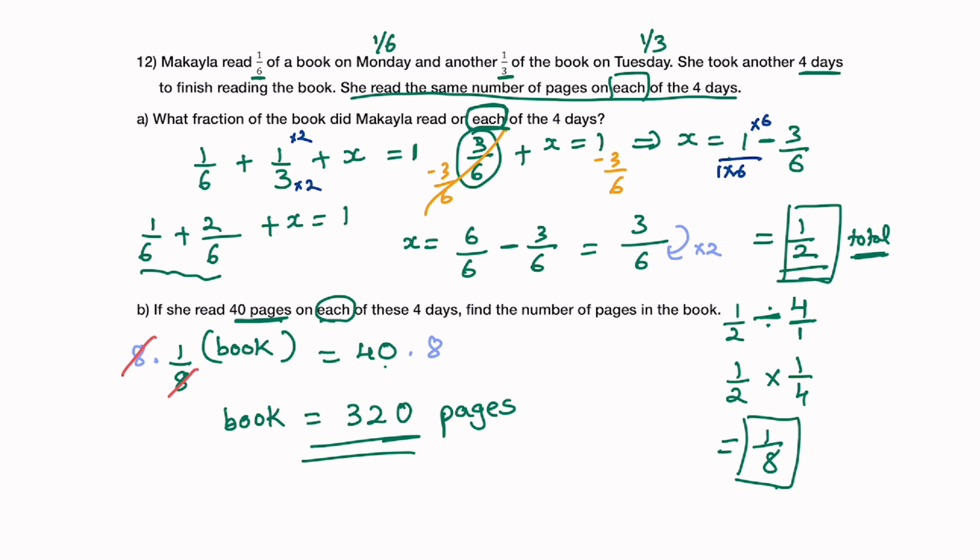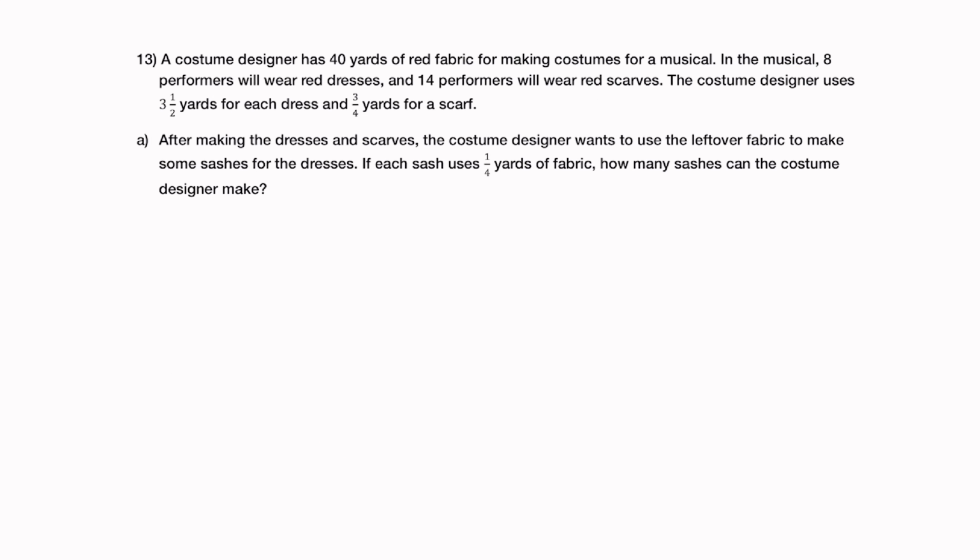Okay. So this is how you get this. And we move to the next one, 13th. A costume designer has 40 yards of red fabric for making costumes for a musical. In the musical, 8 performers will wear red dresses and 14 performers will wear red scarves. So total is this, right? That's what the person has.